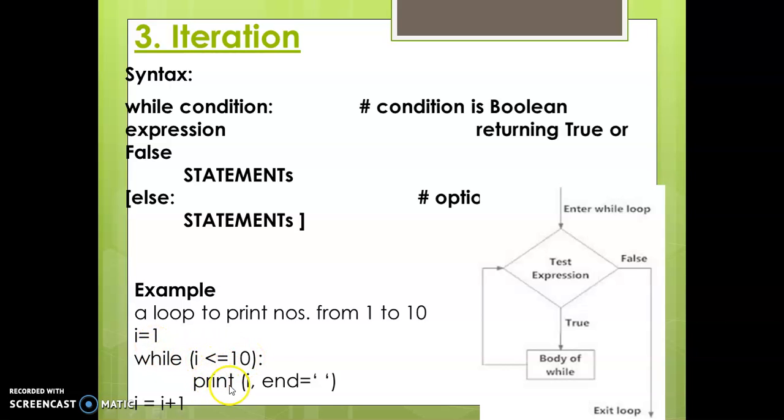So here print I. Whatever I is, it will print 1. Again it will go for the loop, 2, 3, 4, till 10 it will work. And this is for space. I equal I plus 1. This is for the update part.